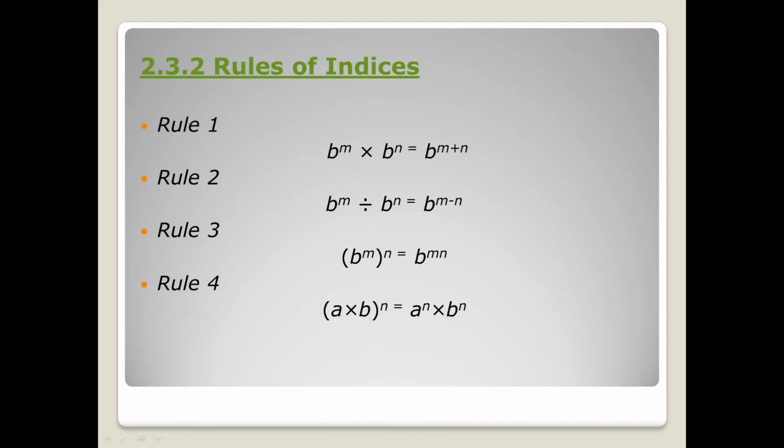Rule number 4, if we have inside a bracket a times b, to the power of n, this is equivalent to a to the power of n multiplied by b to the power of n. So we distribute the index here to both a and b. So we will have 2 numbers, each of them having the same index, that is n. So here we have 4 rules. We have to remember them, and we have to use them in solving questions.